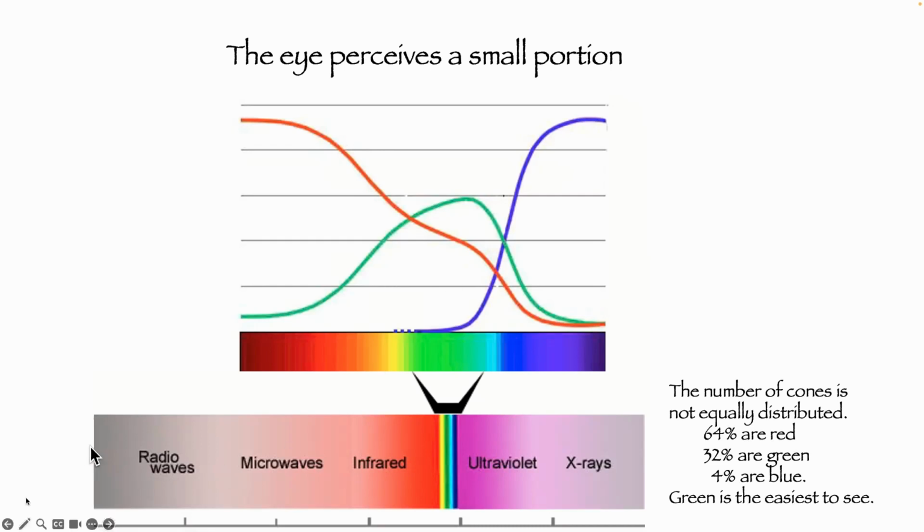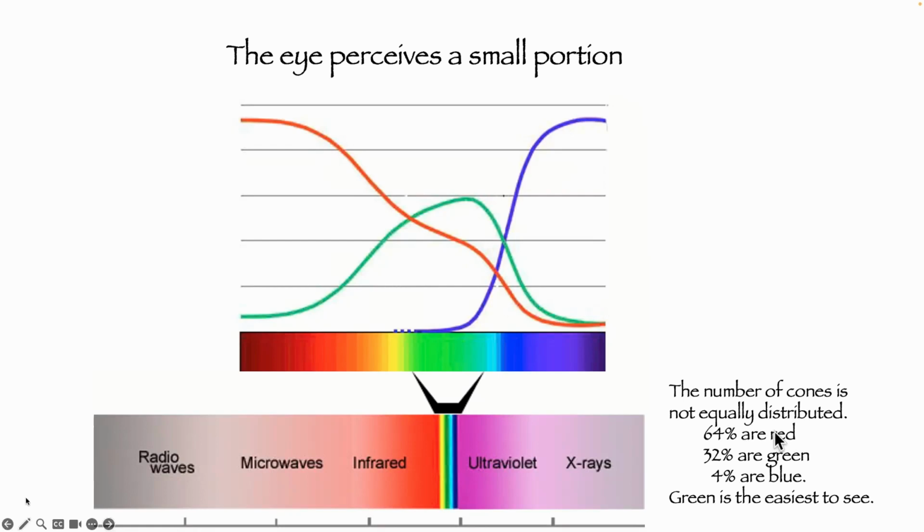No. So these are the waves in general. And this little band here is the part that we're able to see, which we break down going from red to kind of violet blue. And those three different sets of cells in our eyes pick up these wavelengths and send signals to our brains.